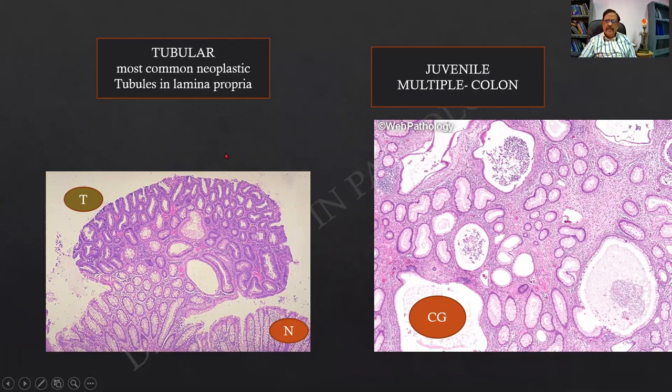Adenomatous polyp. Adenoma means it is a benign counterpart of an adenocarcinoma. It's a benign tumor. There are three types of this adenoma. One is a tubular adenoma, another is tubulovillous, third one is villous.